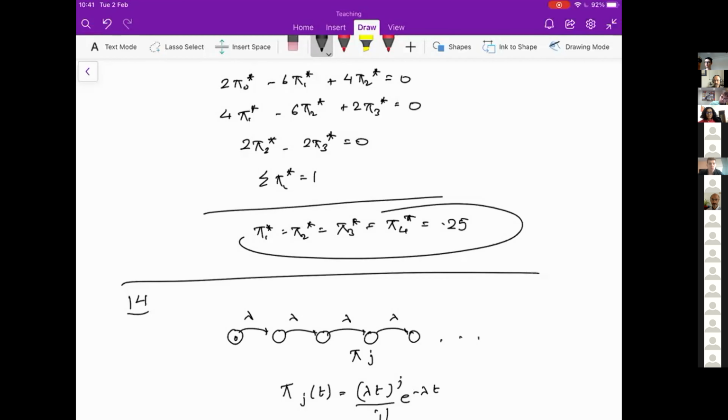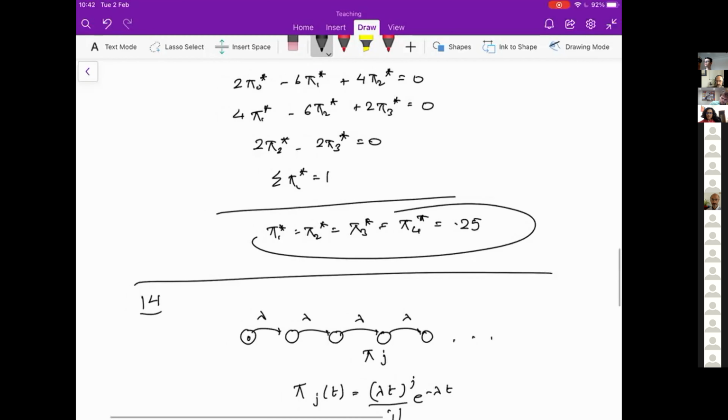My question was, say if you're considering pi 5 star, does that mean we have 5 jobs in the queue or 4 jobs in the queue and 1 being served? Like, how are we interpreting that? Yeah, so for the moment we are not interpreting it. For the moment we're just saying this is a birth-death chain.